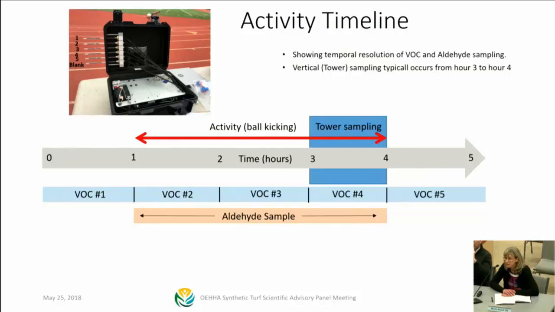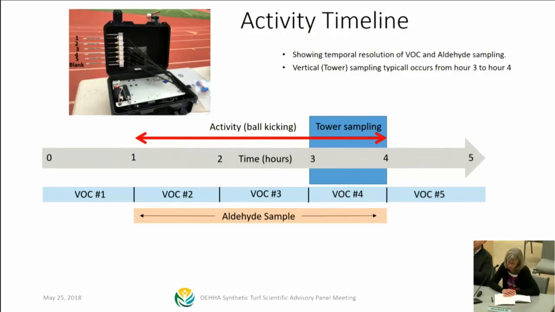Here is, again, our activity timeline for what was going on in the field, and represents the temporal resolution in our VOC and aldehyde sampling. So the gray arrow shows the duration of the sampling event, which lasted about 5 hours. The red arrow is showing the activity period, which lasted for 3 hours, between hours 2, 3, and 4.